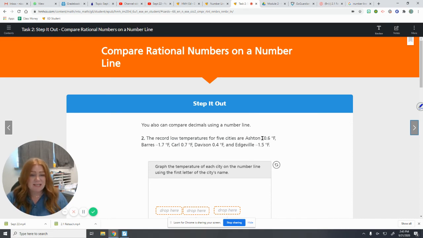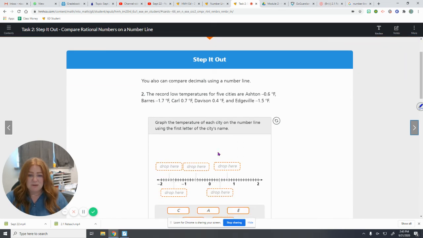So Ashton is -0.6 Fahrenheit. Bars is -1.7. Carl has 0.7. And Davison has 0.4. And Edgeville has -1.5. So first we want to graph these.